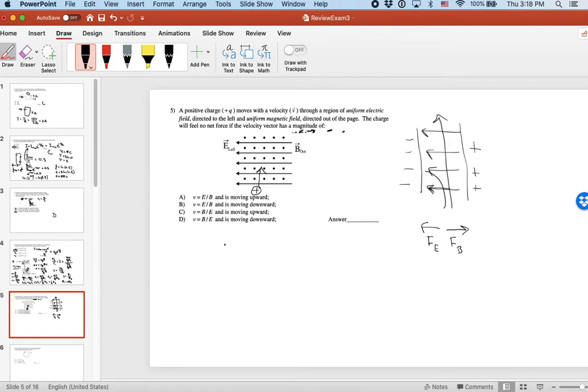So that's great. So I know that it's moving upward, so I can cancel out the ones that it's moving down. And now how do I figure out what V is? Well, I know that the electric force is equal to QE. This is F electric. And for the magnetic force, it's equal to QVB. That's the magnetic. So I set those equal, right? My Q's cancel. And I'm left with V is equal to E over B. And so E over B, that looks like it's A.